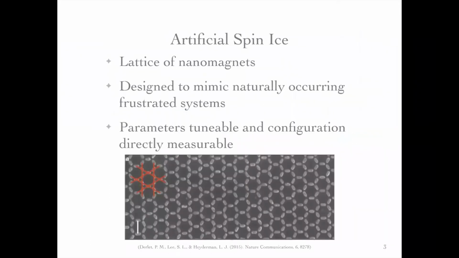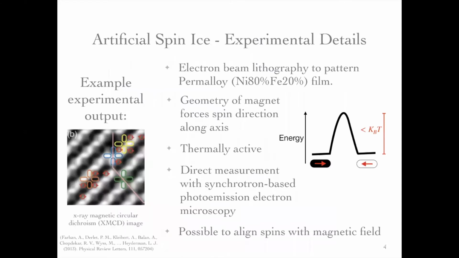So artificial spin ice is a lattice of nanomagnets where the arrangement of the nanomagnets can be controlled precisely, and it was designed initially to mimic naturally occurring frustrated systems. A key feature of these magnets is that they're long and thin, which implies that the direction of the magnetic moment can only point in one of two directions, along the long axis of the magnet. And so we can think of it as a spin.